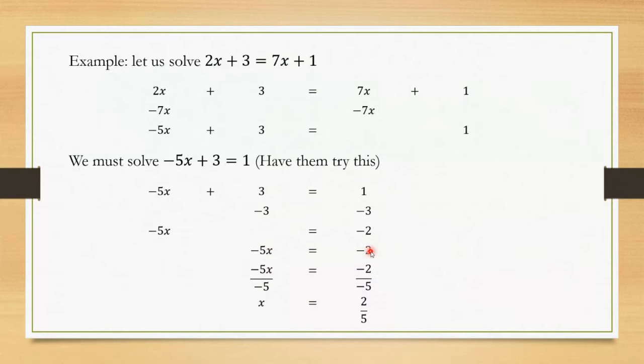Right, so we get negative 5x is negative 2. We divide by negative 5. This is what we get. Okay, that was fun. Okay, good. Let's look at some other examples.